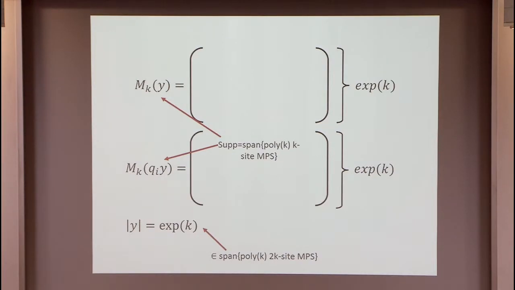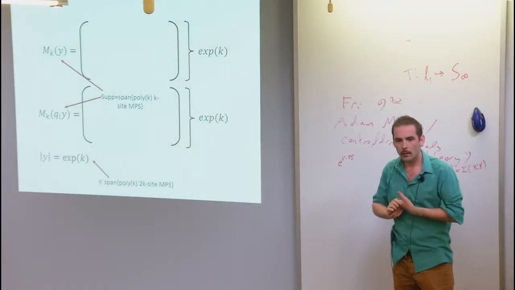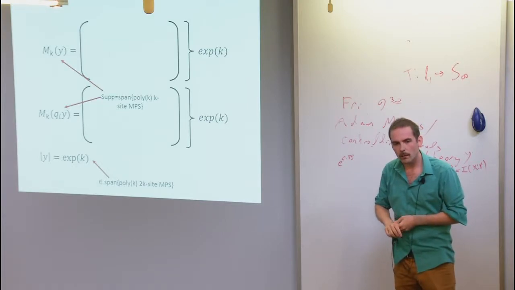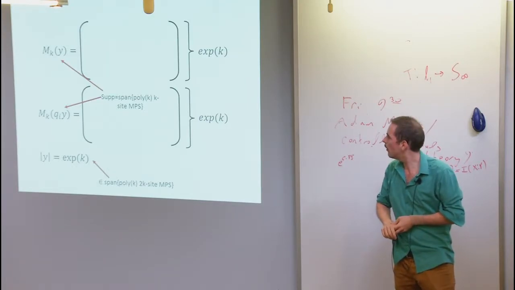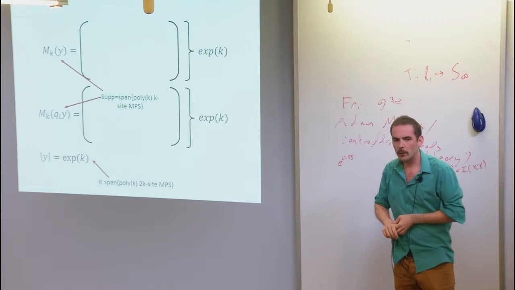Sorry, is this exact or approximate? It's exact, yeah. And what are you assuming about your polynomials? I mean, that they're local, the polynomials that you have, or the ones that the Q sub i's? No, they can be whatever. Nothing.